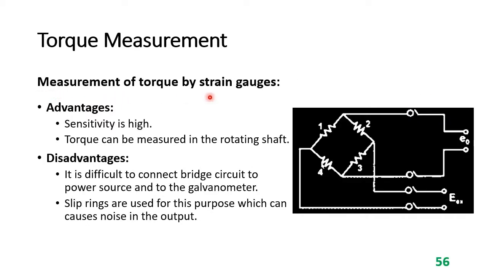Measurement of torque by strain gauges has two advantages. The first one is that it has a high sensitivity, and the second one is that torque can be measured in rotating shafts. Its disadvantage is that it is difficult to connect this bridge circuit to the power source and to the output voltage, because these four strain gauges are mounted on the shaft and are rotating with the shaft. So this whole part will be rotating with the shaft, and this whole part is stationary. So we have to use slip rings in order to connect the rotating part to the stationary part. But these slip rings introduce some contact resistances, which cause some noise in the output voltage. So we have to be very careful while designing the slip rings for this purpose.